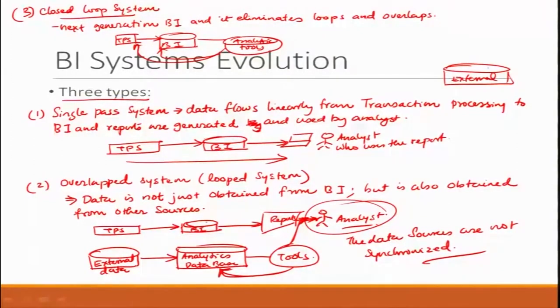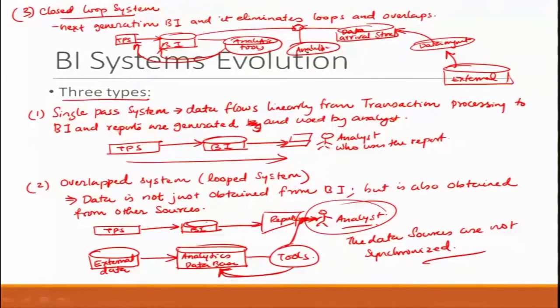From the external source, there are data management applications, and from there they create something called data arrival storage. Then these two datasets are combined. Think about it that way. And then this is where the analytics tools come into the picture, and that is looked up by the analyst. So a system where the data is synchronized and the open loops are eliminated is called a closed loop system. It is a next generation BI.